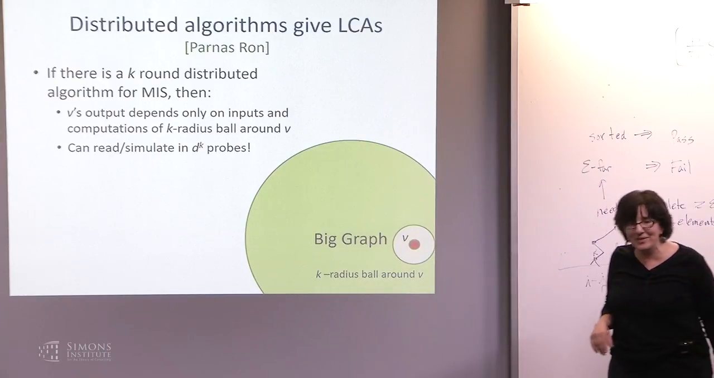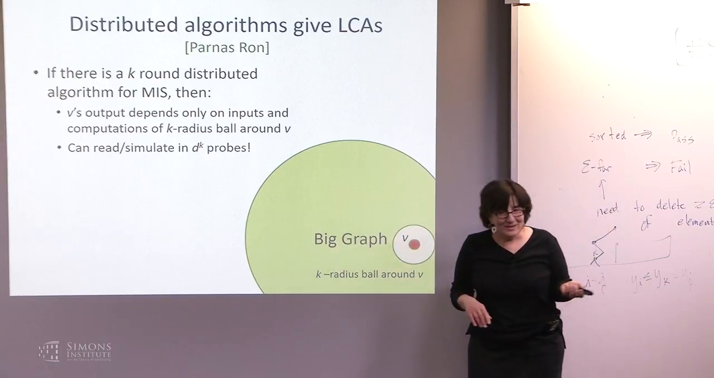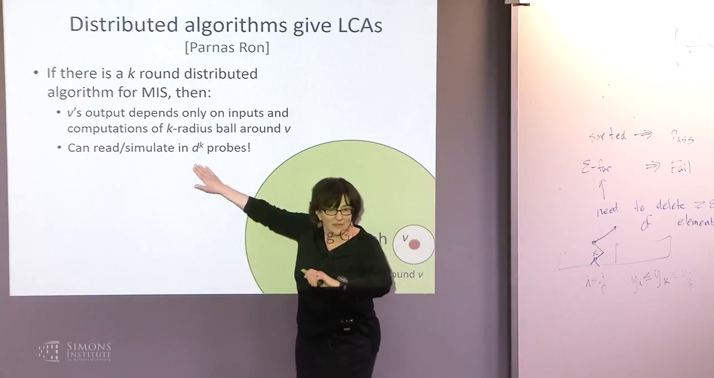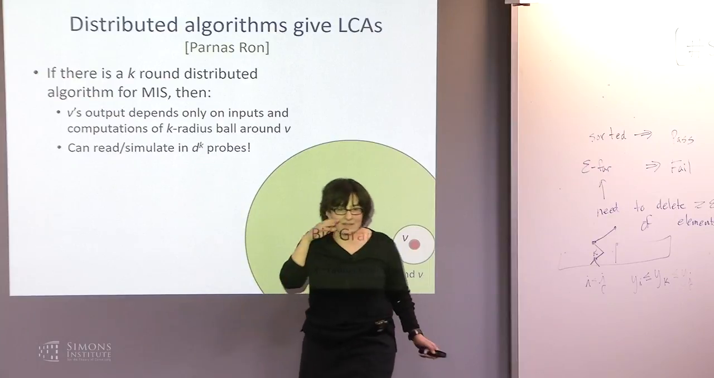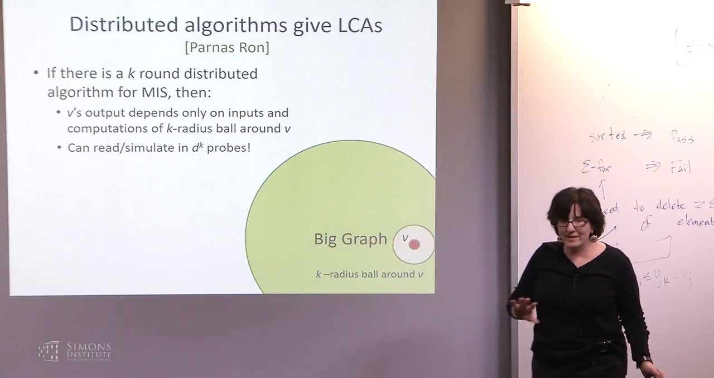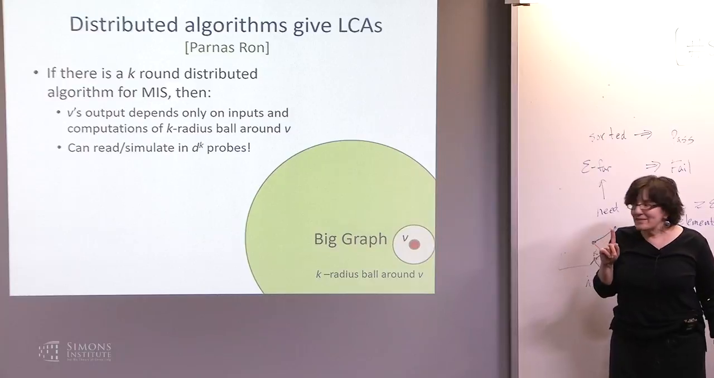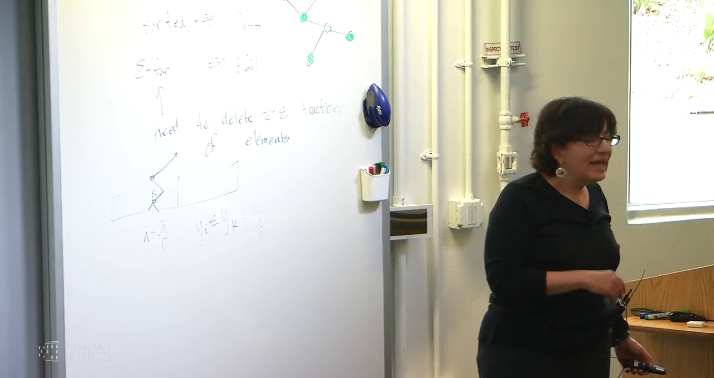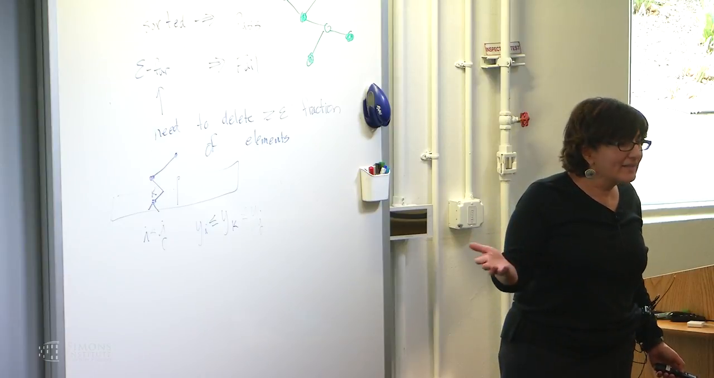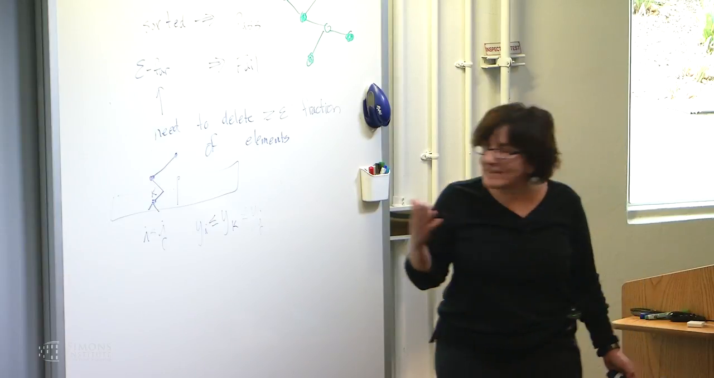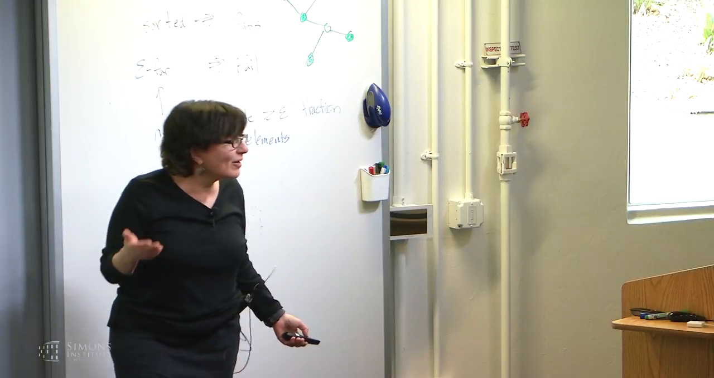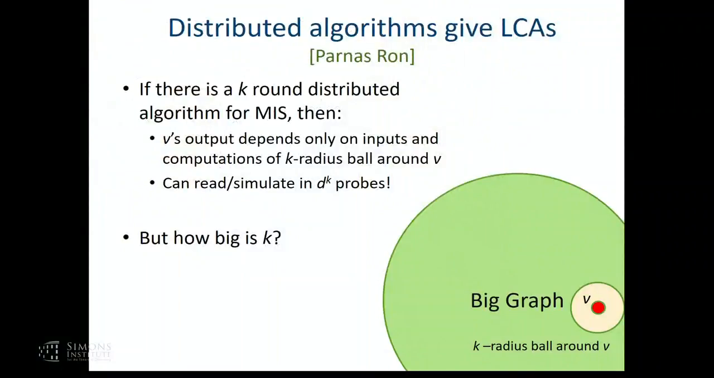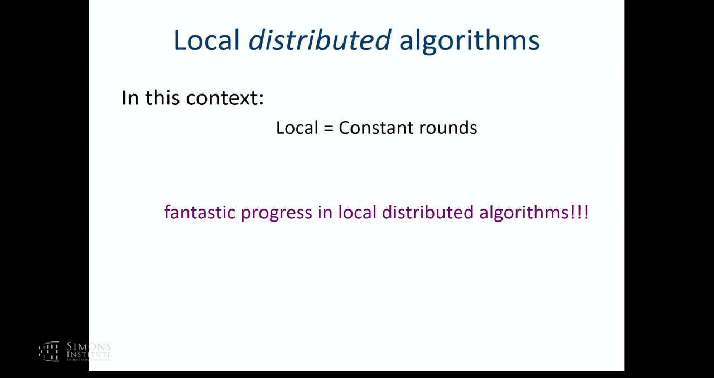And Eddie just told us we don't like exponential running times, right? D to the k sounds really bad. Except I'm assuming, for this part of the talk, that the degree is constant. For now, let's give me that. And it turns out that in distributed algorithms, they have been coming up with algorithms where k does not depend on the size of the input graph. So this k might depend on 1 over epsilon, but it does not depend on the size of the input graph. Okay, so it's amazing work in distributed local algorithms.